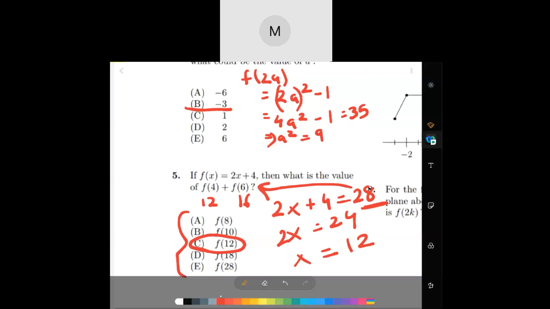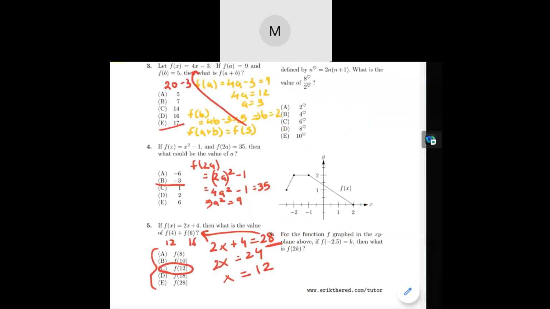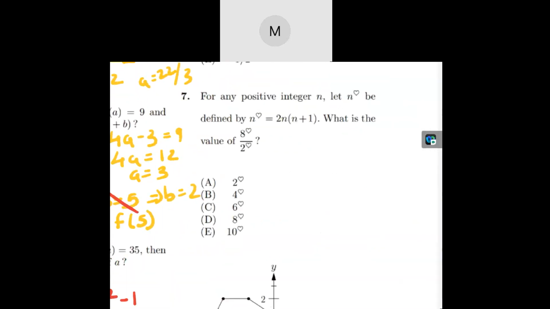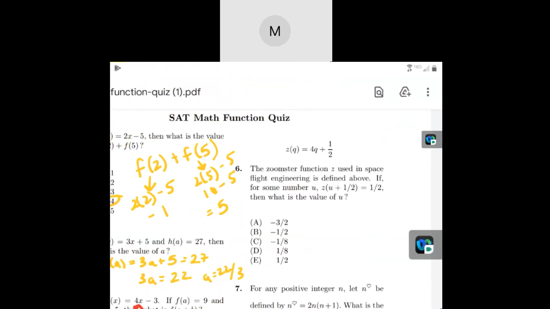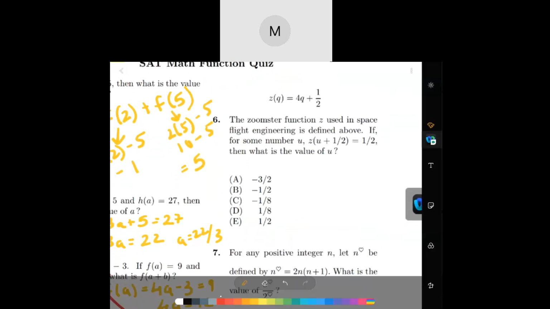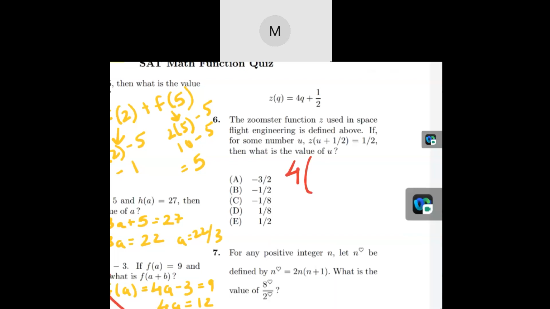I hope this question makes sense. Let's move on to the next one. That's number 6 here. We are told that z of u plus half. So again, very important. Z of u plus half, you remove the whole q and substitute it with u plus half. In this case, u plus half is your input. So instead of q, I would say u plus half.